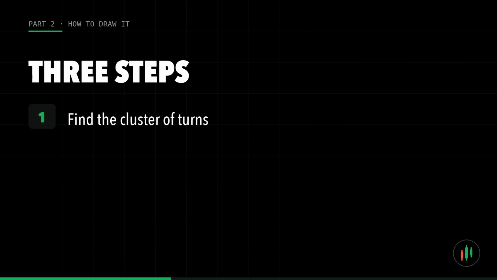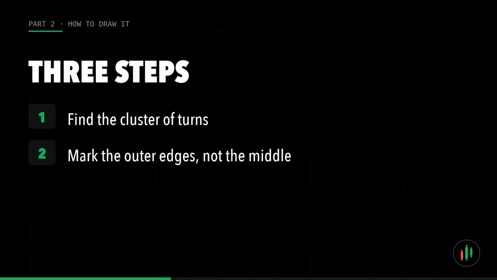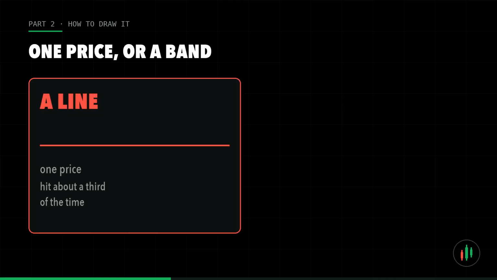Step 1. Find the cluster. Look for 2 or more lows that turned in roughly the same area and ignore the temptation to make them line up. On that Ethereum example, the 4 lows were spread across $13.70. That spread is not noise you should tidy away. That spread is the zone. Step 2. Mark the outer edges, not the middle. Your zone runs from the lowest of those lows to the highest. Everything between them is the level. If you only remember one thing from this video, remember that a level has a top and a bottom.